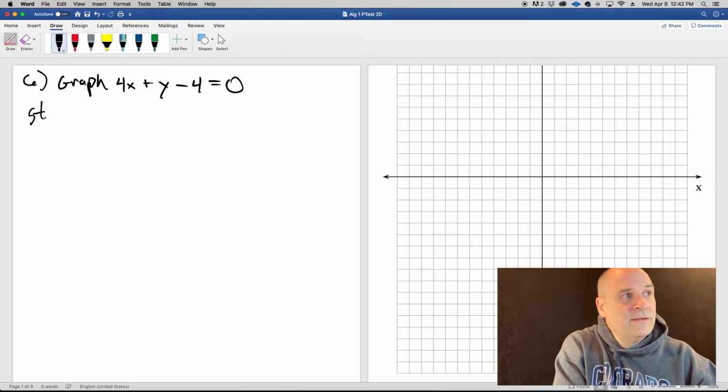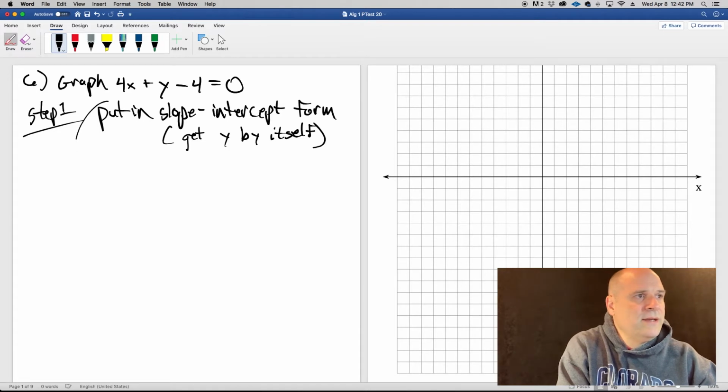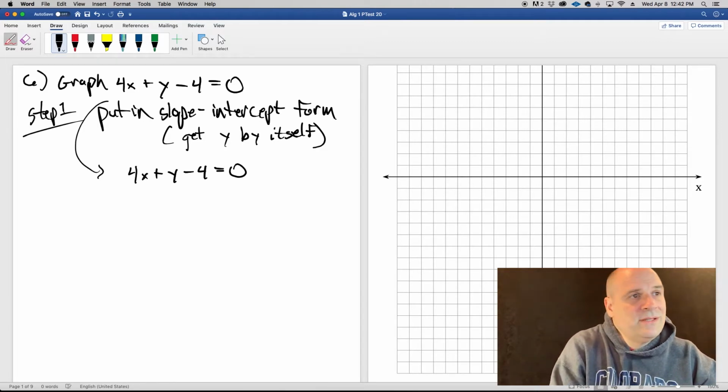So step 1, put in slope-intercept form. What does that mean? That just means get y by itself. All right, well, let's do that. Okay, so 4x plus y minus 4 equals 0. So we're gonna get rid of everything on the left side except y. So let's get rid of that 4x first by subtracting 4x from both sides. Remember, the shortcut to just bring something over there is to just negate it. So now we're left with y minus 4 equals -4x.